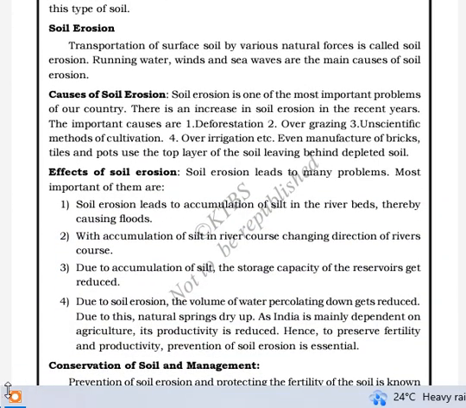Now let's come to soil erosion, which is a very important part of this chapter. So what is soil erosion? Soil erosion means washing away of the top layer of the soil by the rain or water. It is called soil erosion.